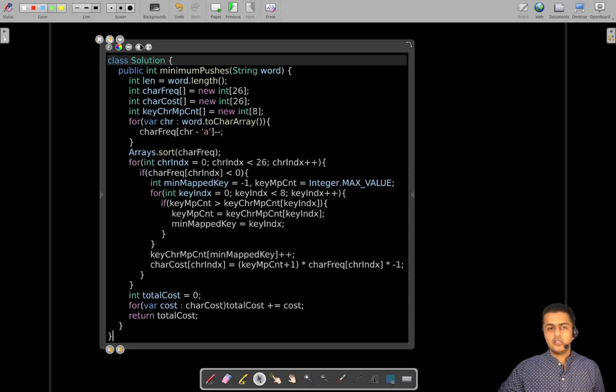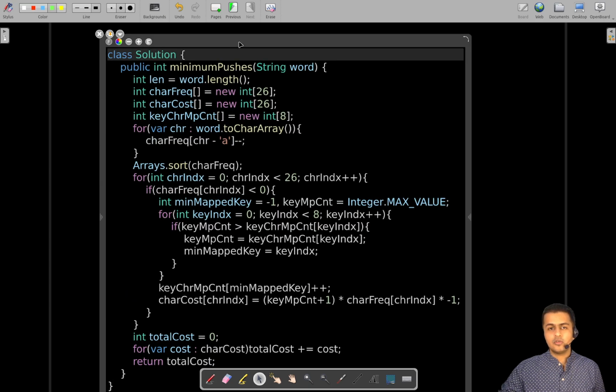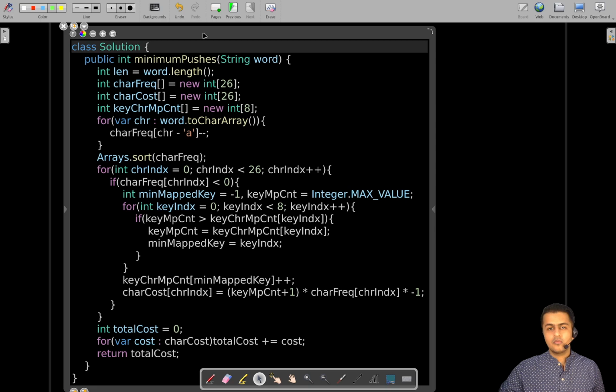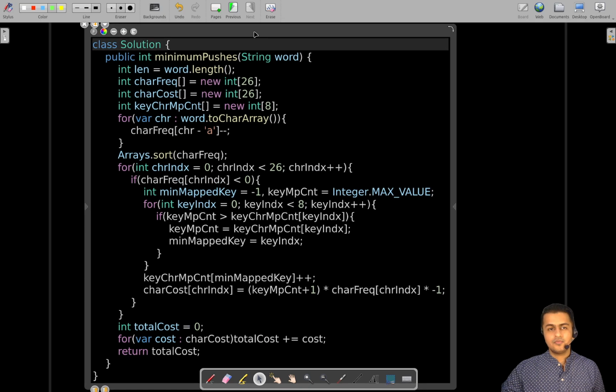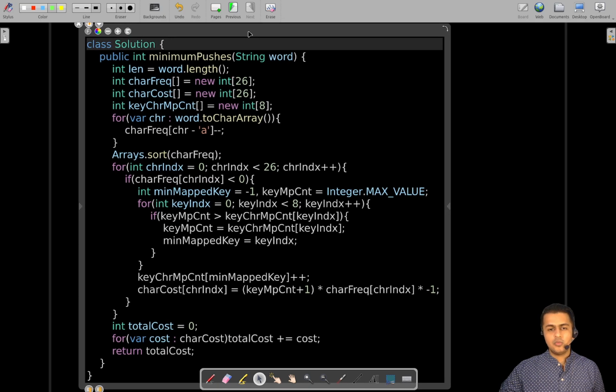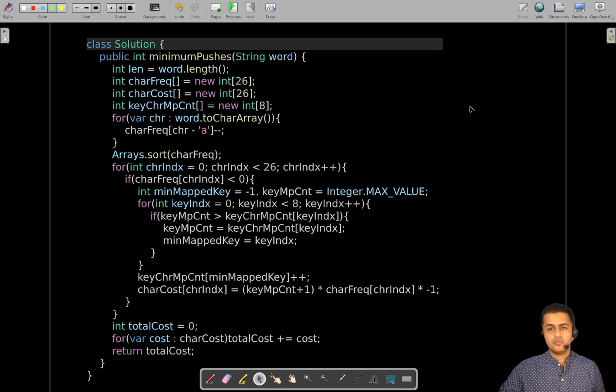So this is the code for solving this particular problem. I hope it's visible enough for you. Let's remove this toolbar also, but I think it should be fine. It's not in the way of us seeing the code. So anyways, let's see how we have implemented this approach.